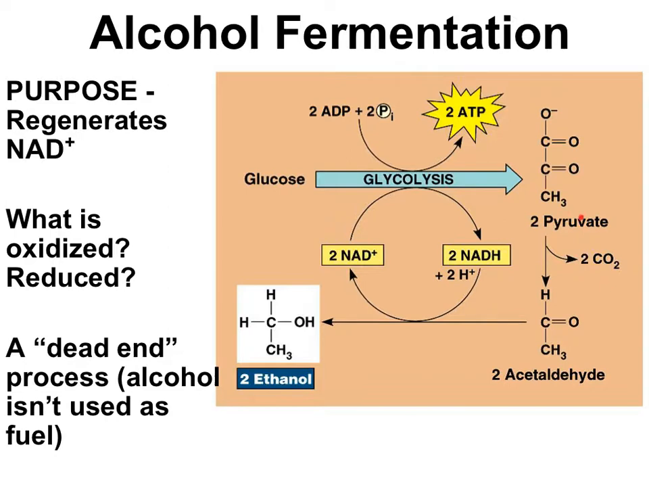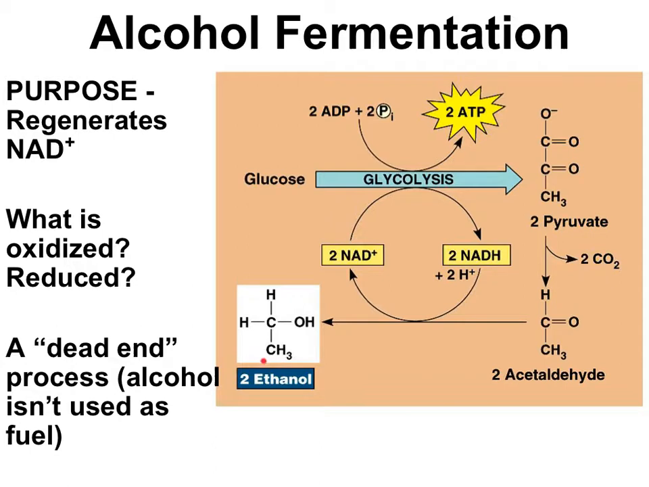Alcohol fermentation first converts pyruvate into acetaldehyde. Then, acetaldehyde takes electrons back from NADH. After this electron transfer has taken place right here, the products are ethanol, carbon dioxide back here, and NAD. The NAD is used again in glycolysis. The cell gets rid of the alcohol and carbon dioxide by diffusion.